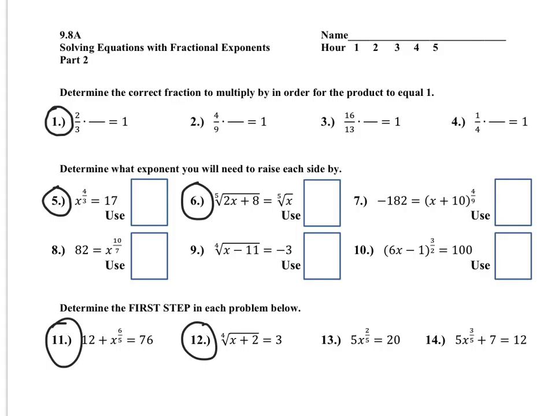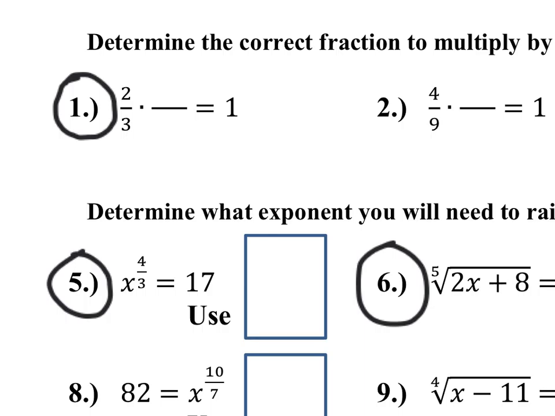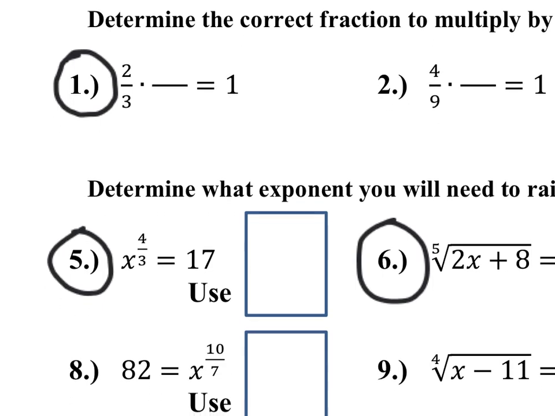Okay, this video is for 9.8a, Solving Equations with Fractional Exponents, Part 2. So in the last video, we talked about solving equations with fractional exponents, but all of the fractions had a 1 on top. So when we found the reciprocal, we just had to raise both sides to one number. Now all of our fractional exponents are going to be fractions with numbers other than 1. And so we're going to have to raise both sides to another fraction. So the way to do that is to find the reciprocal of the original fraction exponents.